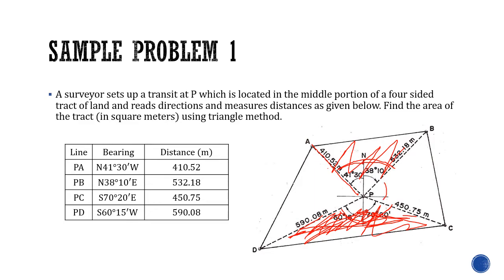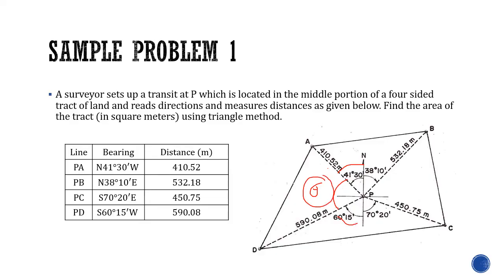Okay, so using your basic geometry, paano natin kukunin yan? 180 minus this one, makuha mo na itong angle na to. Di ba ganun lang, no? Parang konting common sense lang siya. Okay, yung kabila naman, ganun din, no? Theta, ito yung theta. Okay, 180 minus this one equals to this angle.